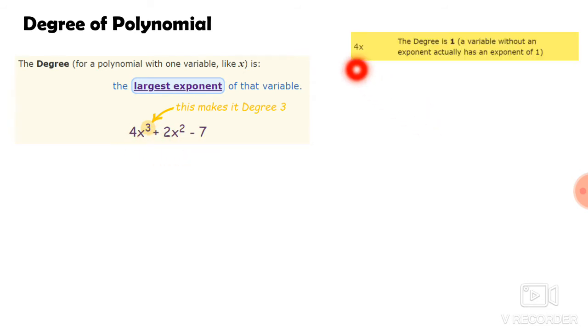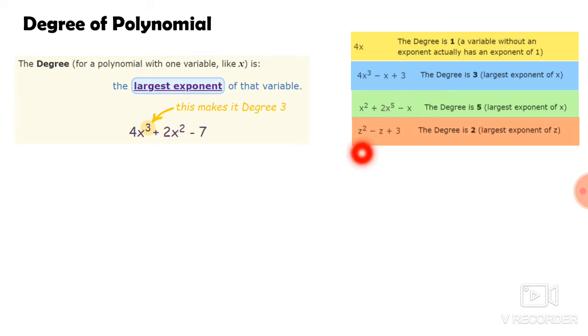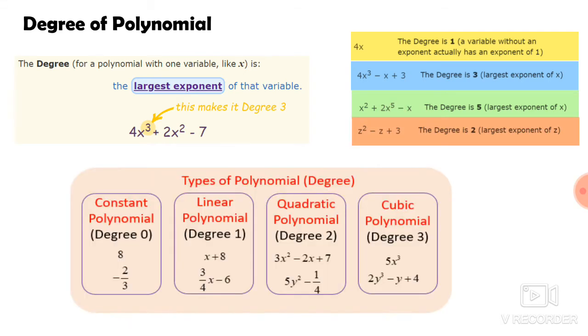We have some examples. 4x, degree is 1. 4x cube minus x plus 3, degree is 3. x square plus 2x^5 minus x exponent 1, we have degree 5. Here the degree of the polynomial is 2.